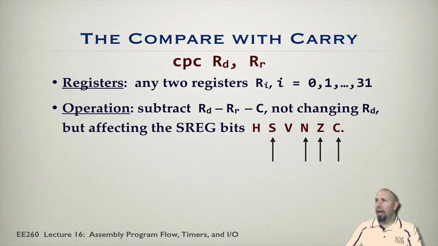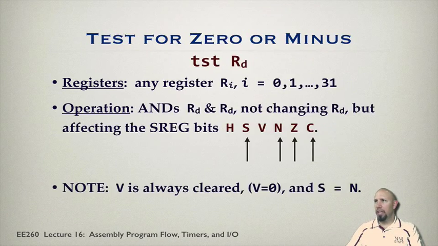This is the compare with carry instruction. It's just like the compare instruction. That is, it uses registers between 0 and 31, any of the registers. So it does a subtraction, but it also takes into account the carry bit. When you do this operation, you may affect these results, including the carry bit. It does this subtraction without changing RD, but it does affect the status register bits. So that's the compare with carry.